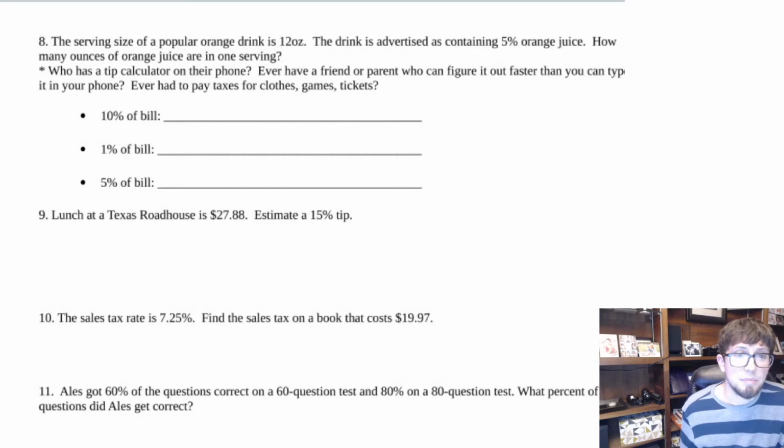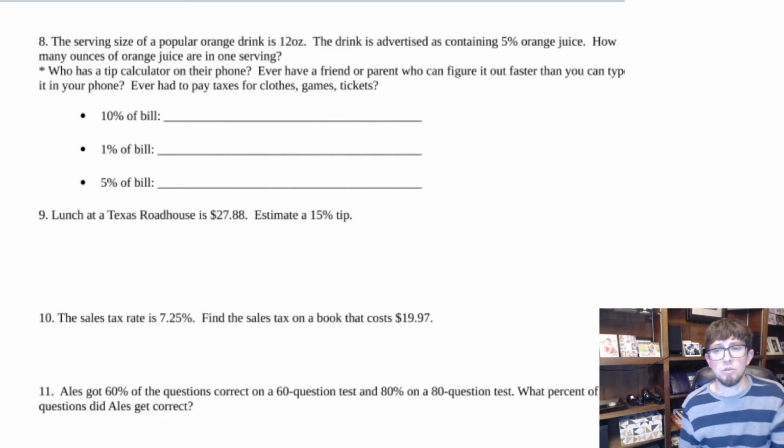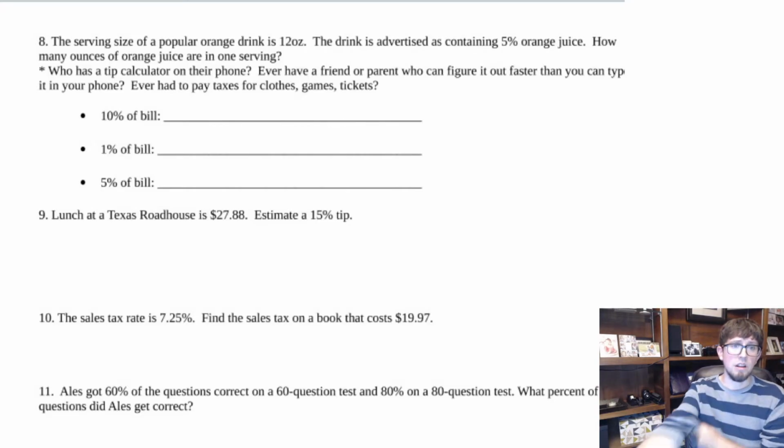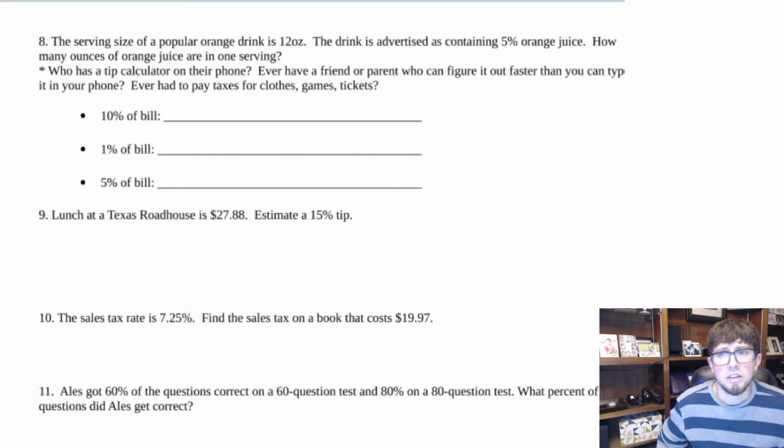Well, who has a tip calculator on their phone? Ever have a friend or parent who can figure it out faster than you can type it in your phone? Ever had to pay taxes for clothes, games, or tickets? It turns out there's a pretty fast way to find 10% of a bill.